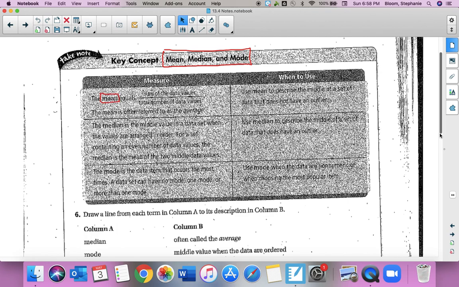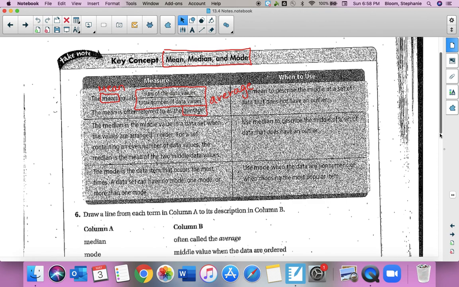And just in case you can't see that, let me write it. The mean is equal to the sum of the data values divided by the total number of data values. Okay? The mean is often referred to as the average. So mean and average are similar to one another. Okay?